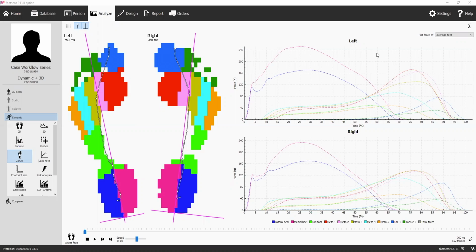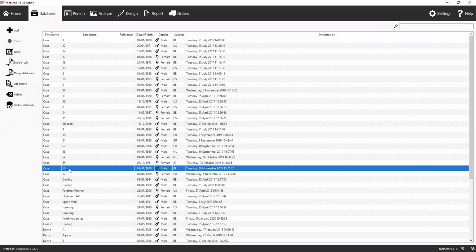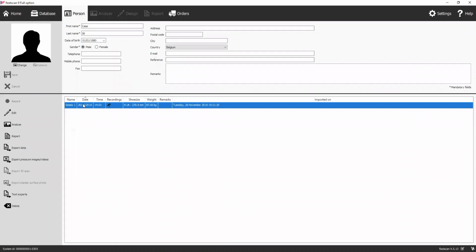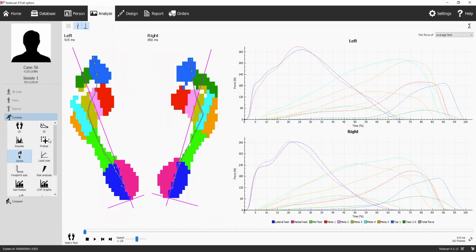I will quickly show you another example of a case that has high load on the lateral forefoot. So it's a heavy supinator. And here you can see that the highest load is on the 4th and 3rd, with the first ray being here. Same goes for the right side, with the 5th and 4th, 3rd, 1st, and 2nd.